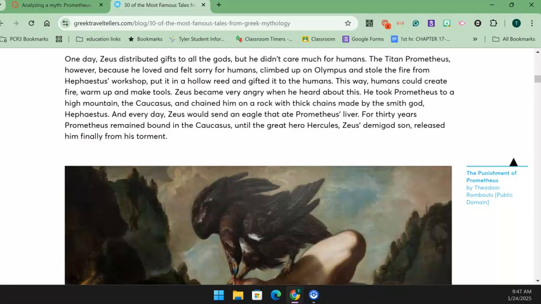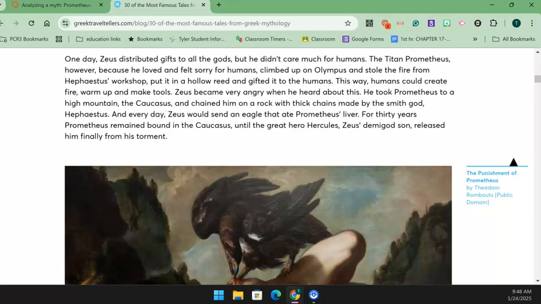So remember, Prometheus feels bad for humans because before they had fire, they were out here freezing and cold and couldn't warm up. They couldn't make tools, right? He felt sorry for them because they couldn't survive. Zeus became very angry when he heard about this. He took Prometheus to a high mountain, the Caucasus, and chained him on a rock with thick chains made by the blacksmith god Hephaestus. So Zeus became very angry.